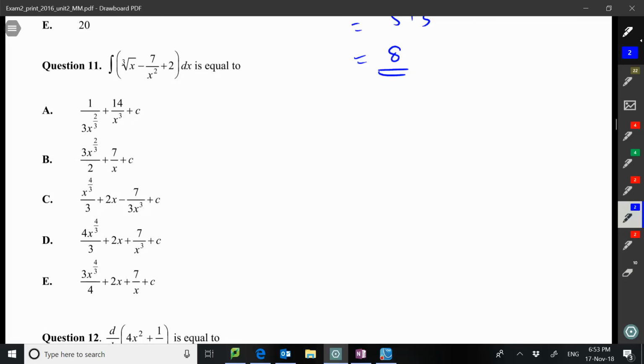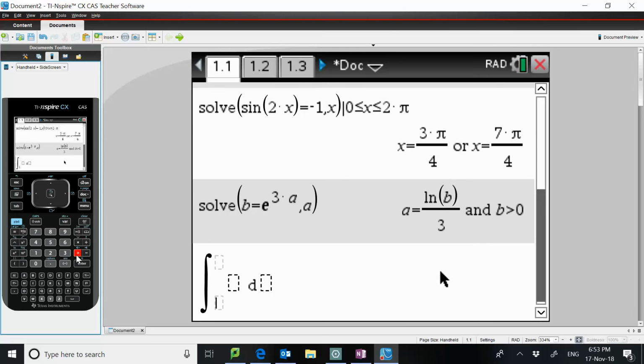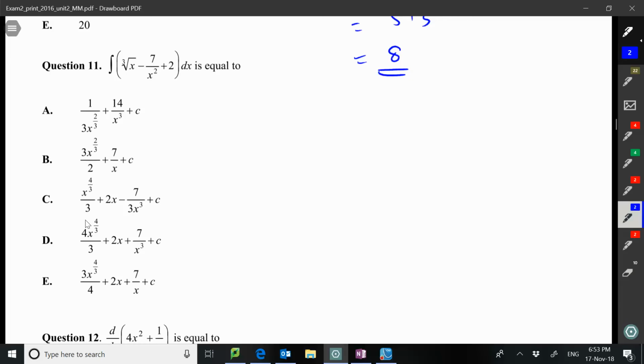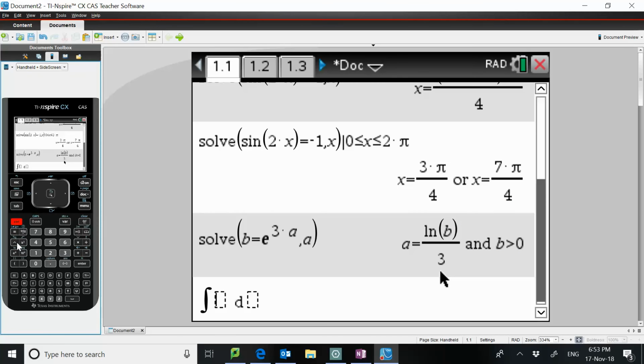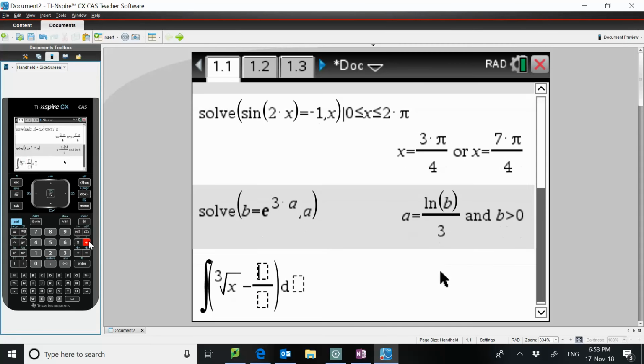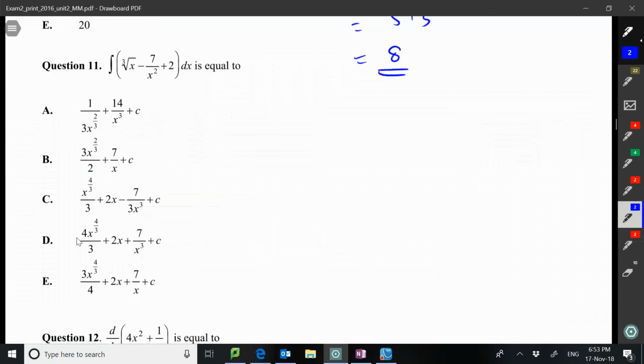Next one, I'd type it in my calculator. As soon as I saw that, I'm like, nah, I'm not going to do it by hand. I'm going to type it in my calculator. So shift plus was the shortcut. It's an indefinite integral, so press delete. So now I've got an indefinite integral problem. I want to do cube root of x, minus a fraction, 7 on x squared, plus 2. And I want to anti-differentiate with respect to x. Here we go. Let's see if I can find my answer there.